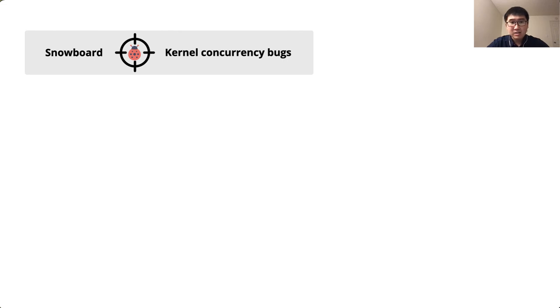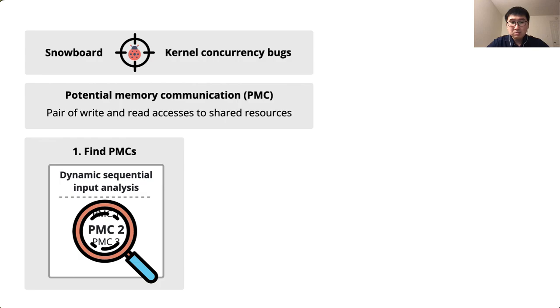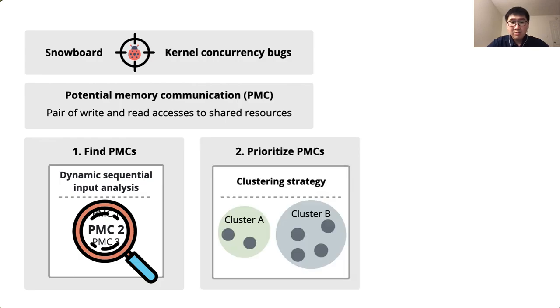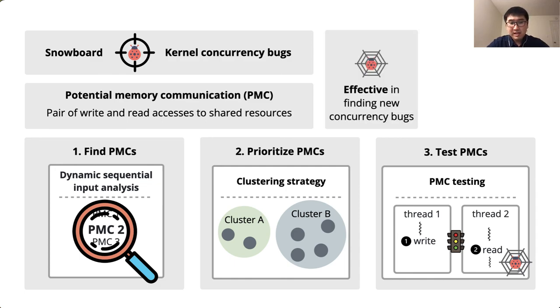To sum up, Snowboard is a testing framework that can find kernel concurrency bugs. It finds concurrency bugs by testing PMCs, a pair of write and read accesses to shared resources, and they can easily cause concurrency bugs. Specifically, it first finds PMCs in the kernel, and then prioritizes certain PMCs to test. Finally, it tests the PMC with different interleavings to find any potential concurrency bugs. Our evaluation shows that Snowboard is effective in finding new concurrency bugs, including bugs that existed for a long time. The artifact of it is publicly accessible.